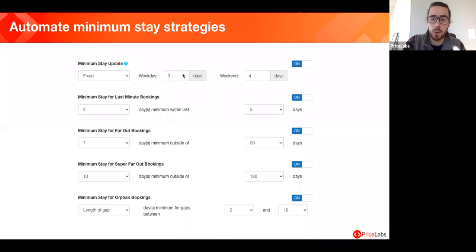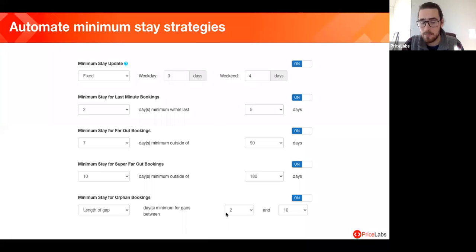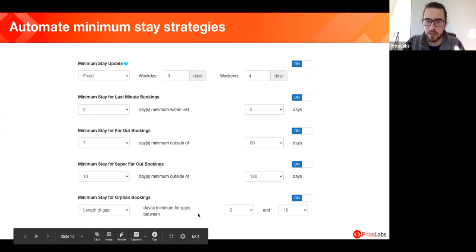And then as you get super last minute, you can say, hey, instead of a 3-night minimum, let's let people book for 2 nights within the last 5 days, for example, here. Then of course, we do have a gap filler as well, where you can tell us, hey, if there's ever any gaps in my calendar that are shorter than my minimum stay, I want those to be filled automatically. So you could say any gaps between 2 and 10 days, automatically fill them with a minimum stay that is the length of the gap. And then you can provide some pricing adjustments on those gap fillers also.